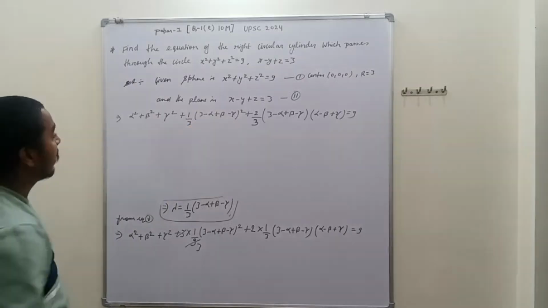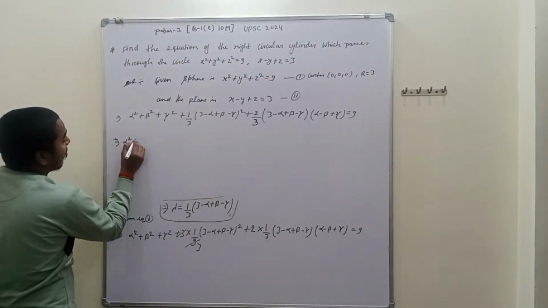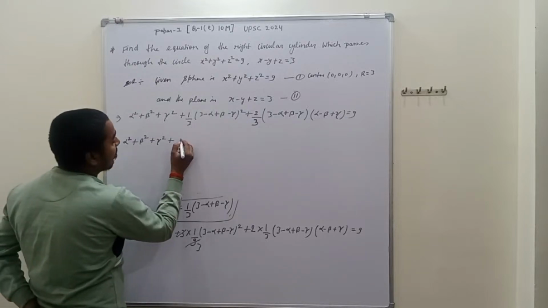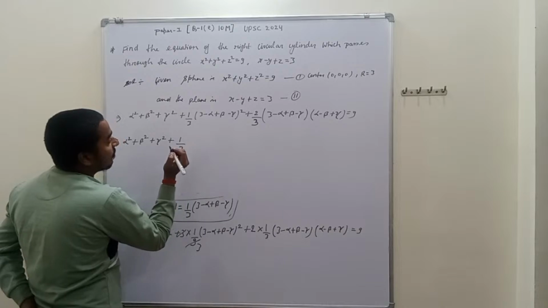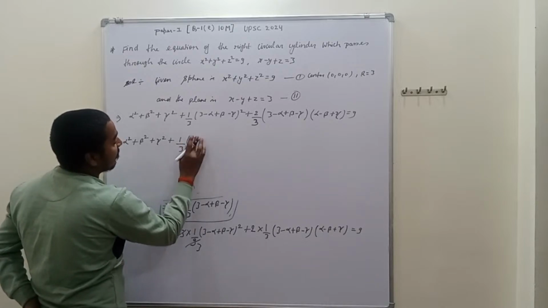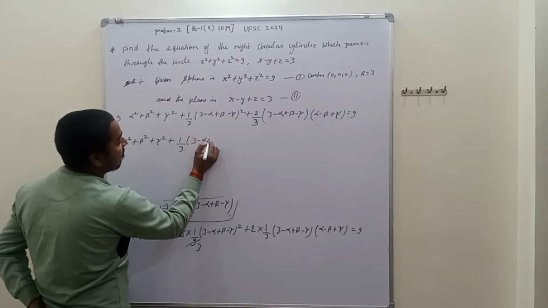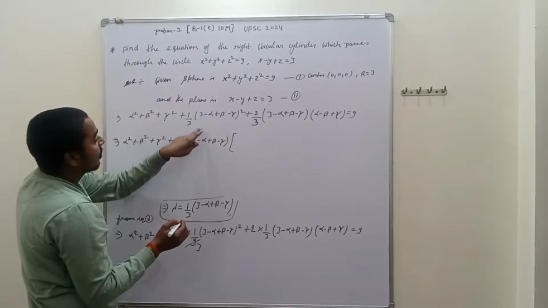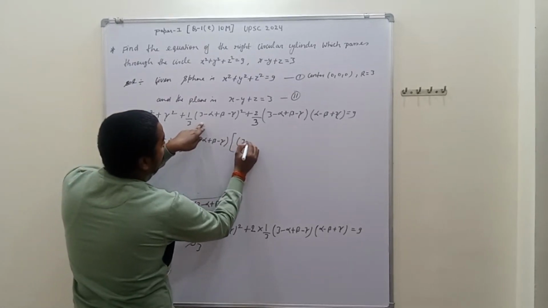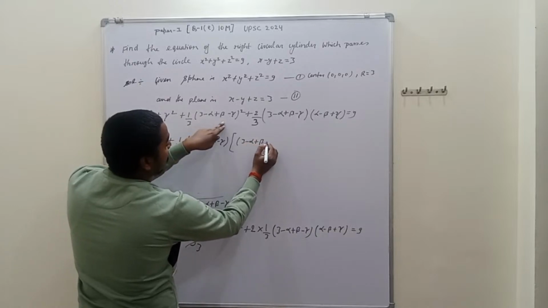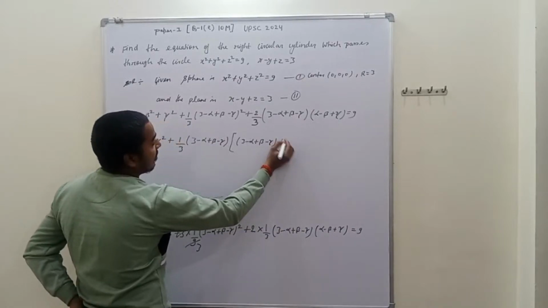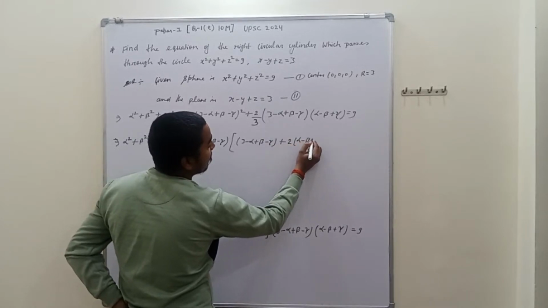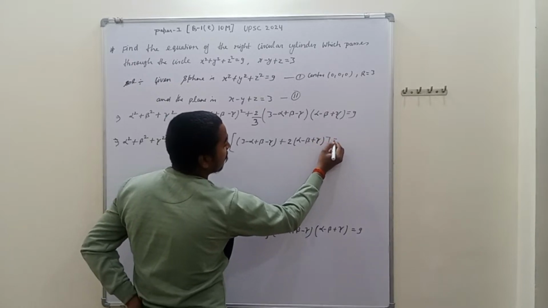Further we have to solve. We have to take from here, that is alpha square plus beta square plus gamma square, plus from here we have to take common 1 by 3 into (3 minus alpha plus beta minus gamma), then the remaining is 3 minus alpha plus beta minus gamma, and here 1 by 3 is common, that is plus 2 into (alpha minus beta plus gamma) is equal to 9.